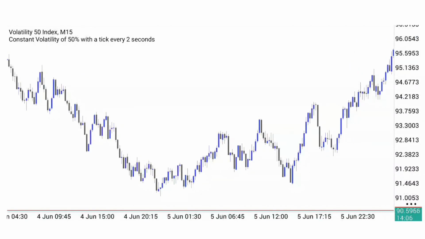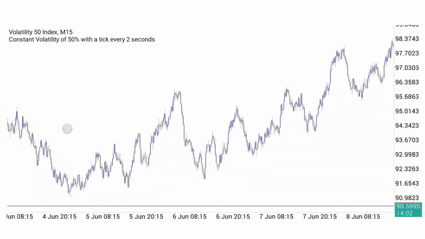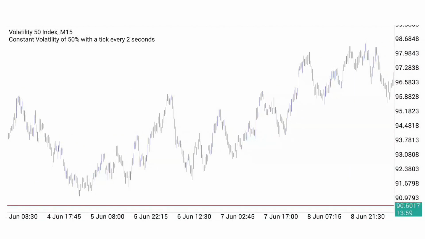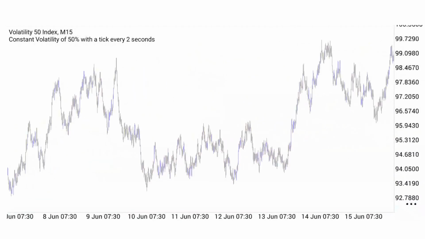Second, you wait for a retracement, and it is in that retracement that we'll be looking out for the trend line that we are going to be using for our trading. Now, let me show you guys the first trend line.